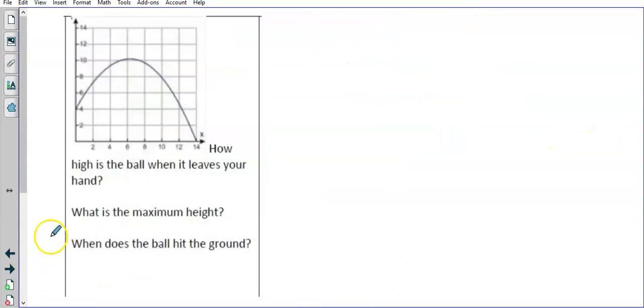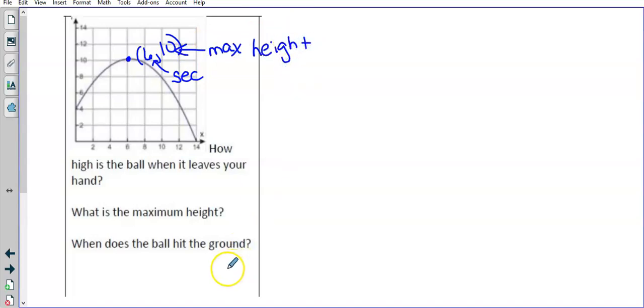All right, let's look at the next one in that same section. Okay, so I have this parabola here. I've got a vertex up here. It looks like it's at about 6 seconds. At 6 seconds, it was at the highest point, and it was at 10. So this point right here is at (6, 10). This is the number of seconds, because surely a ball doesn't stay in the air for minutes. And this right here is the maximum height.